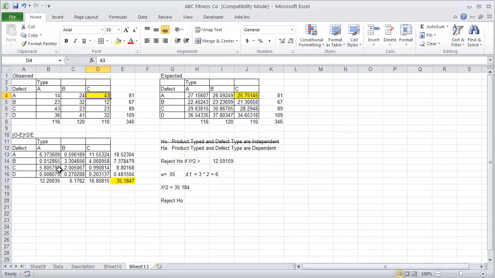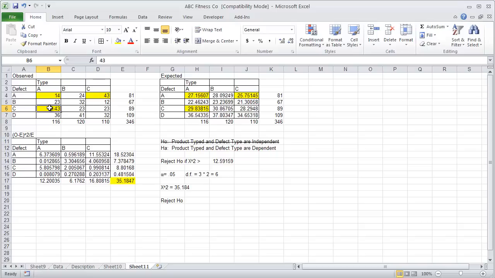The next one that we found in here is product A. I was expecting to find 27 and I found 14. So it's the opposite one on that one. I'm not finding that defect in product A. And then on product C, I was expecting to find 29 and I found 43. So in product C, I am finding more of defect type C.